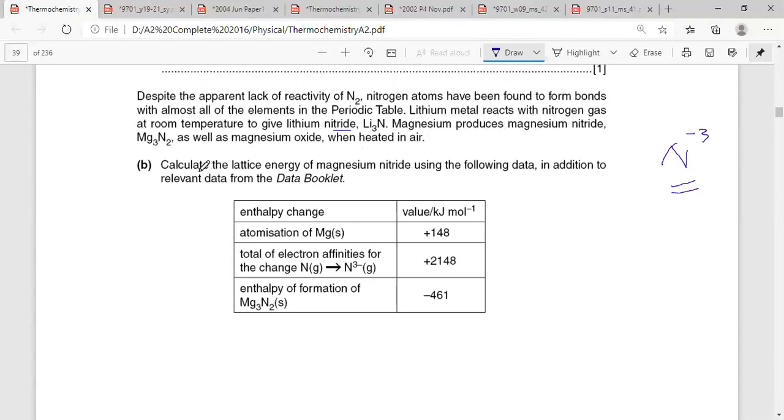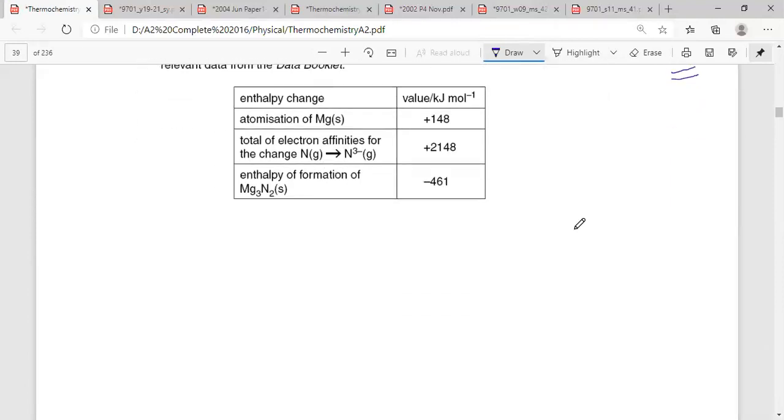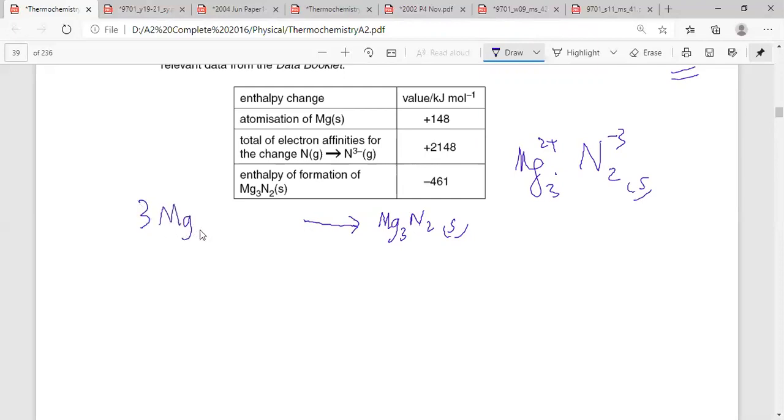Now here, calculate the lattice energy for magnesium nitride using the following data in addition to the relevant data booklet. Very simple. So how do you start? Again, you start with the heat of formation of magnesium nitride, Mg3N2 solid. Of course, it's Mg2+, with 3 of them, and your nitrogen is N3-. Now remember, I started with the heat of formation.